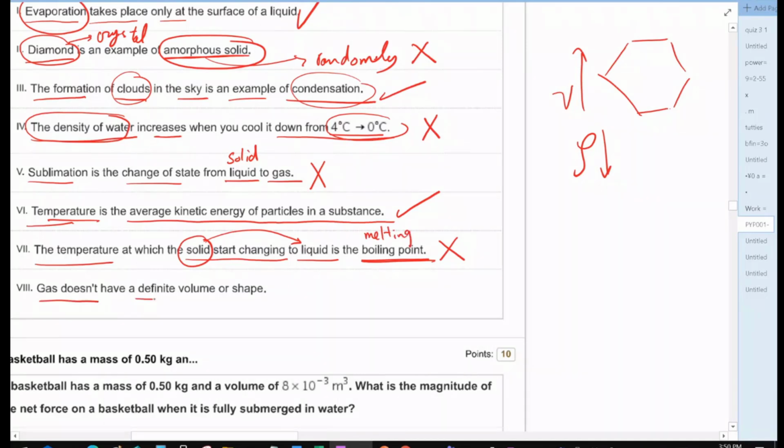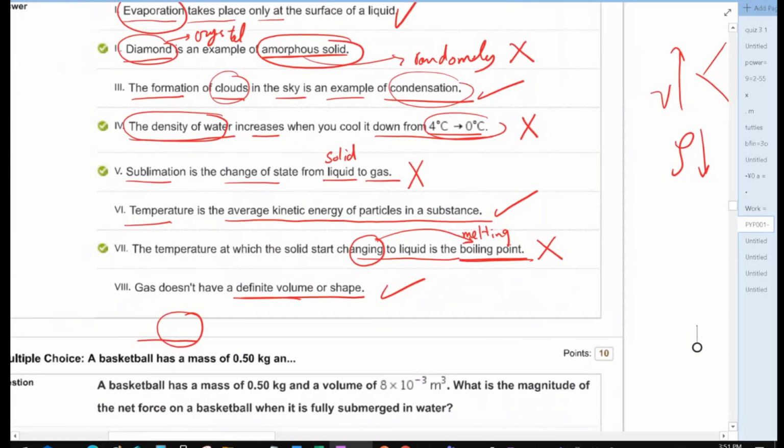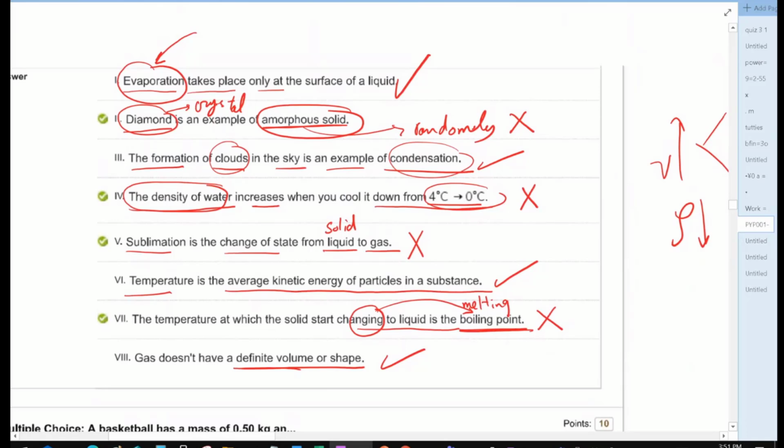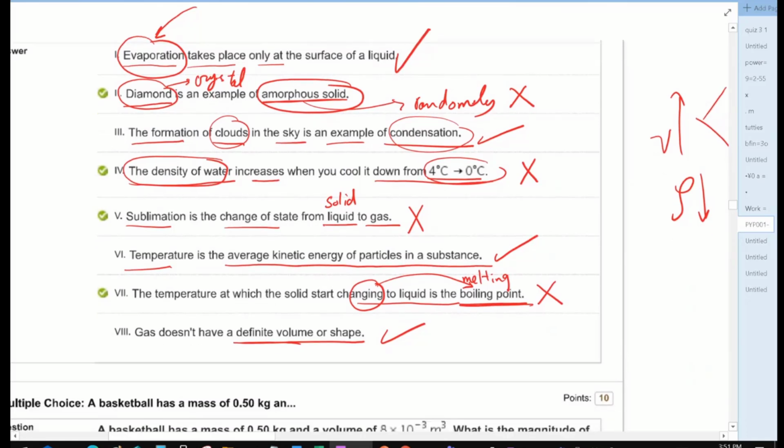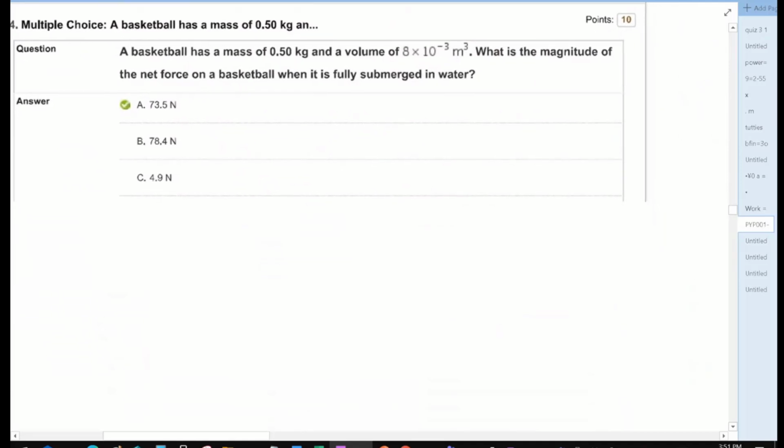Gas does not have a definite volume or shape. That's right, true. Gas does not have a definite volume or shape. So as you see here, he was asking for the wrong guys. Let's see this one.